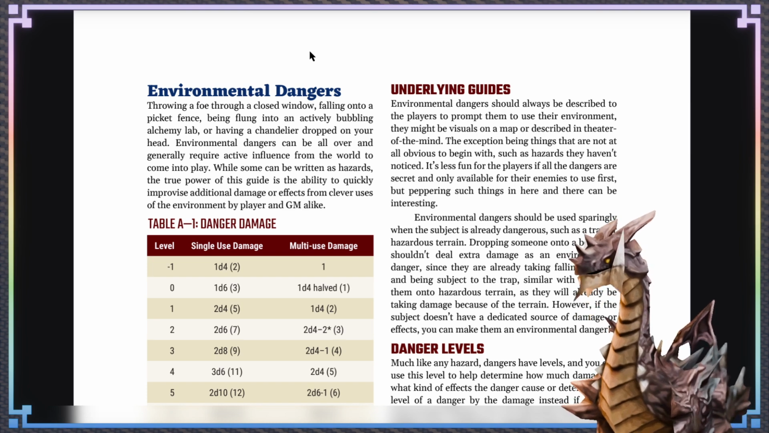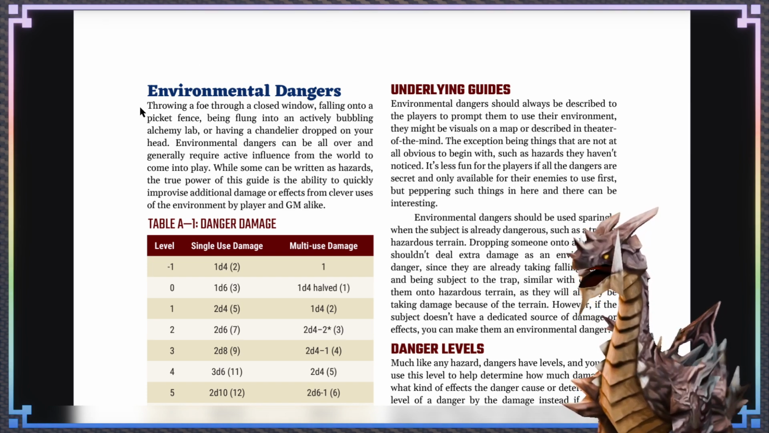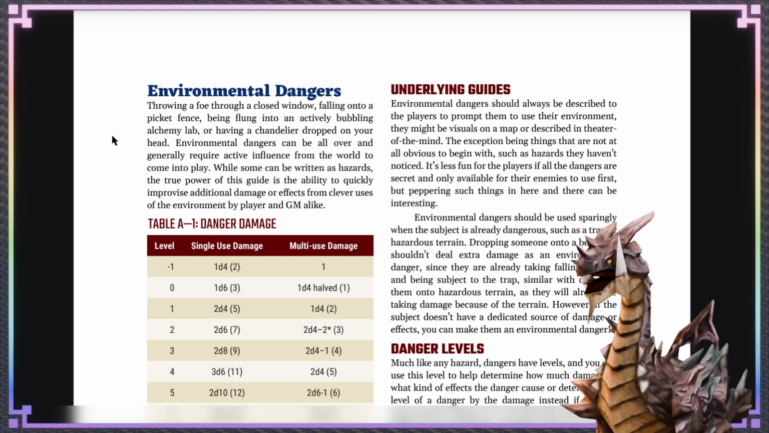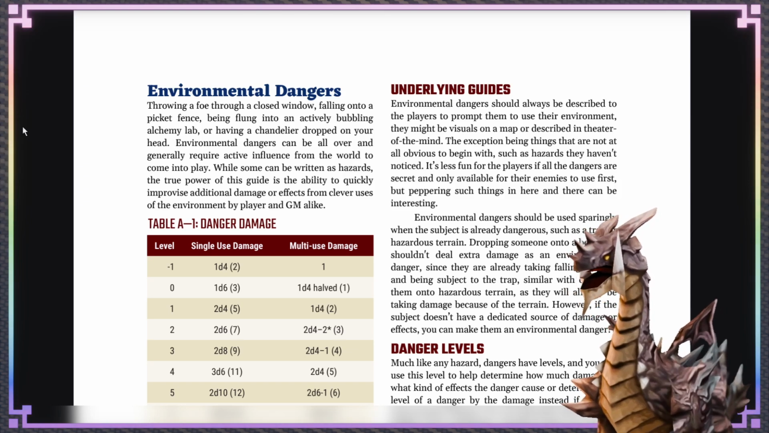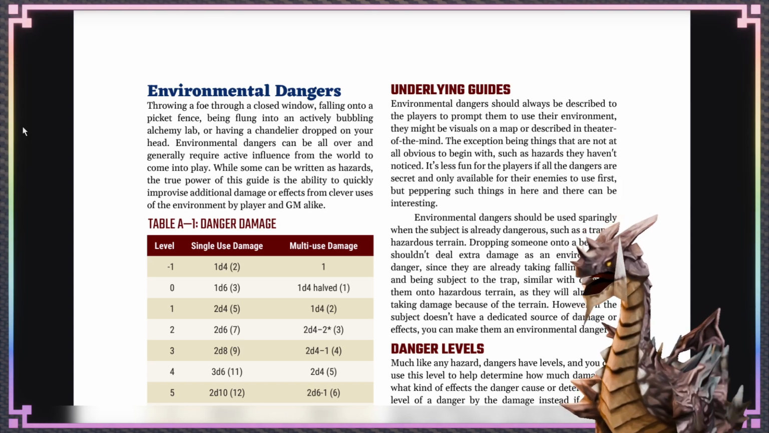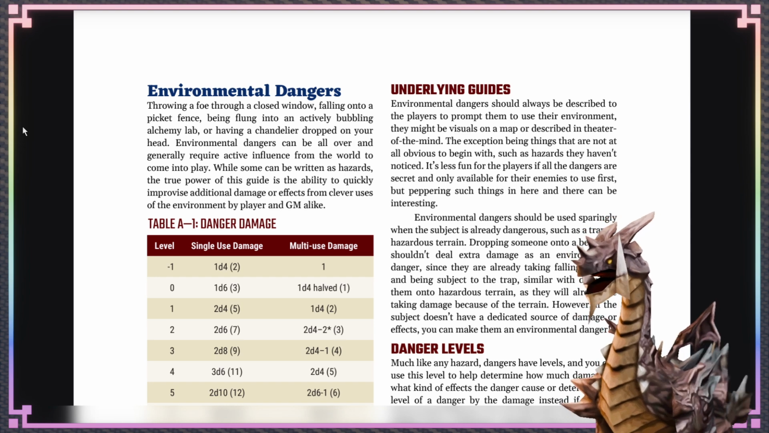And let's get started. Environmental dangers. Throwing a foe through a closed window, falling into a picket fence, or being flung into an actively bubbling alchemy lab, or having a chandelier dropped on your head. Environmental dangers can be all over and generally require active influence from the world to come into play. While some can be written as hazards, the true power of this guide is the ability to quickly improvise additional damage or effects from clever uses of the environment by player and GM alike.